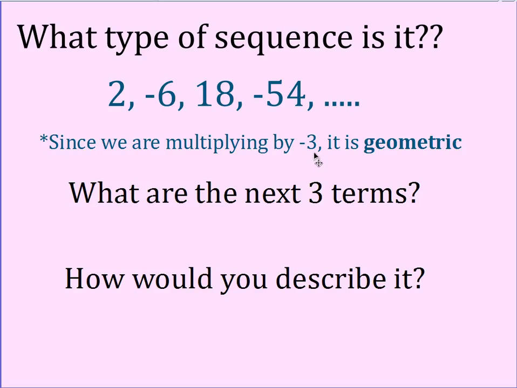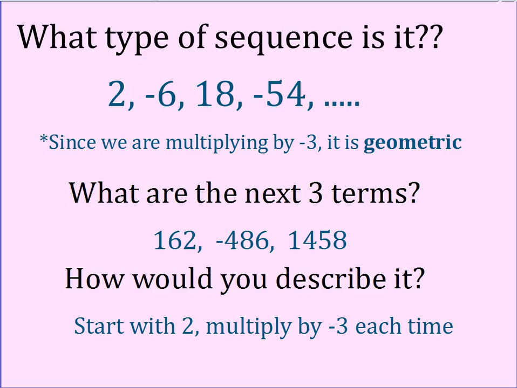Since we are multiplying by negative 3 each time, this is definitely a geometric sequence. And if I want to find the next 3 terms, starting at negative 54, I continue the pattern. Multiplying by negative 3, I'd get positive 162, negative 486, and positive 1458. To describe this pattern, again, what makes this sequence unique is not just the pattern itself, but what number it starts with. So we start with 2 and then multiply by negative 3 each time I move from one term to the next.